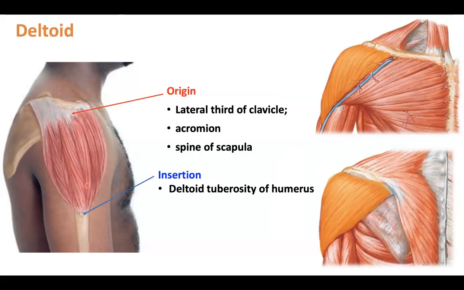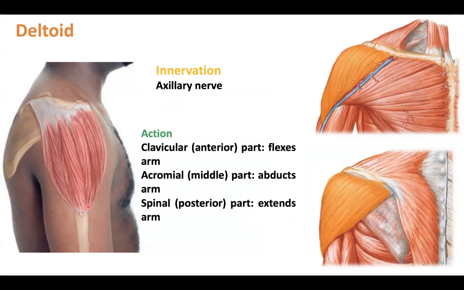And deltoid is inserted into the deltoid tuberosity of humerus. In the shaft of humerus, there is a V-shaped rough area, which is known as deltoid tuberosity, and that's the insertion site for deltoid. And deltoid is innervated by axillary nerve. Axillary nerve is a branch from the posterior cord of brachial plexus, and it innervates deltoid.